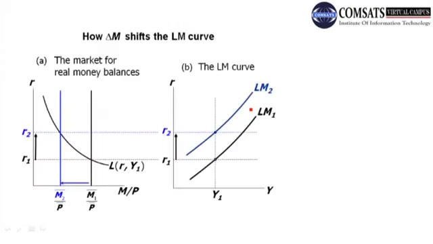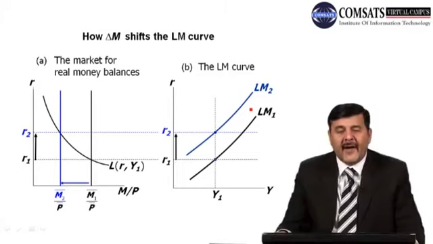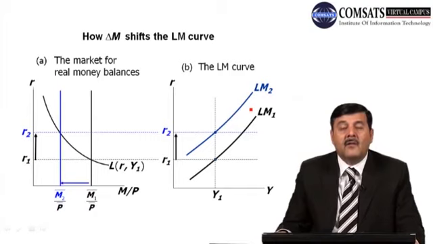Now how does a change in money supply shift the LM curve? How can we shift the LM curve? Again we have two diagrams. Diagram A is the market for real money balances and B is the LM curve diagram. We have the demand for money curve, we have the supply of money curve, and they are intersecting. We have R1 rate of interest, and corresponding to this rate of interest R1 we have Y1. In diagram B we have the LM1 curve.